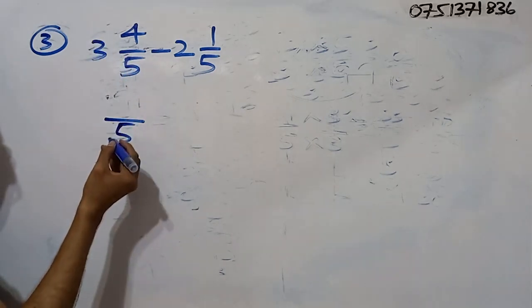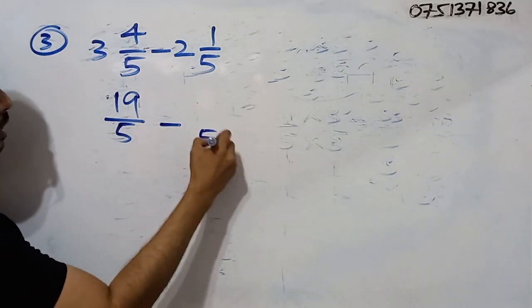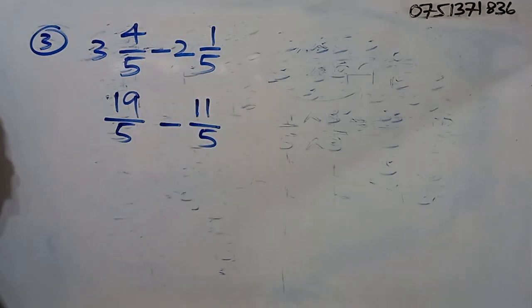5 into 3, that is 15. Add the 4, it becomes 19. Minus, here the denominator is 5. 5 into 2, that is 10. Add the 1, it becomes 11.